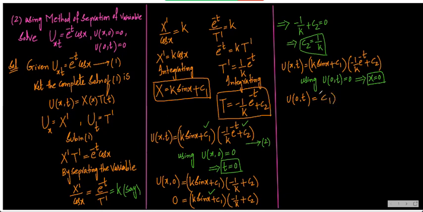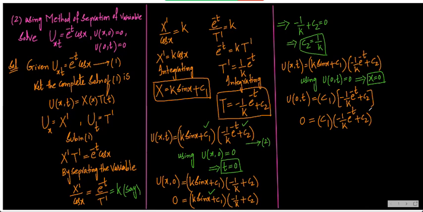C1 into minus 1 upon k into e power minus t plus C2. But already this is given that u of 0 comma t is 0. So C1 into minus 1 upon k into e to the power of minus t plus C2 is equal to 0. Again, the same situation arises. Product of two terms is 0, so at least one term should be 0.